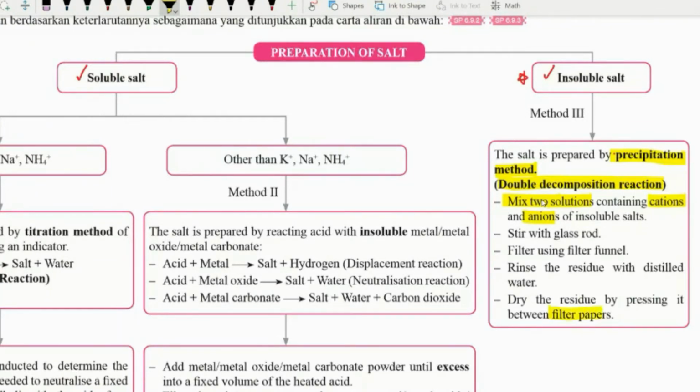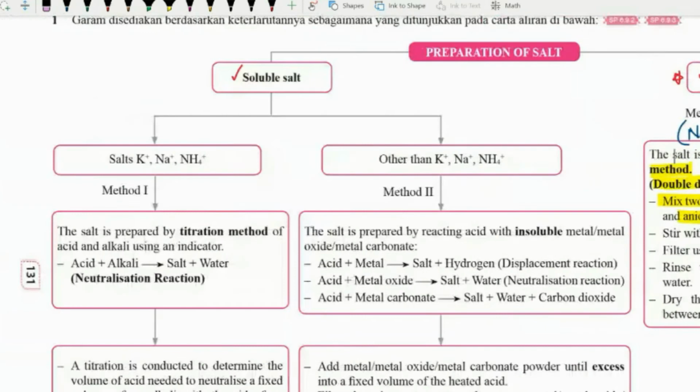This one, filter papers, at least two. If you write filter paper without the S, it will be minus 1 mark. So remember, it must be filter papers, at least two. Can be 3, can be 4, but cannot be 1. This one is a reminder for you. This one needs no heating. No need to heat the salt.